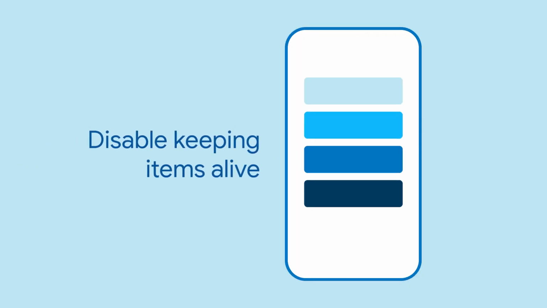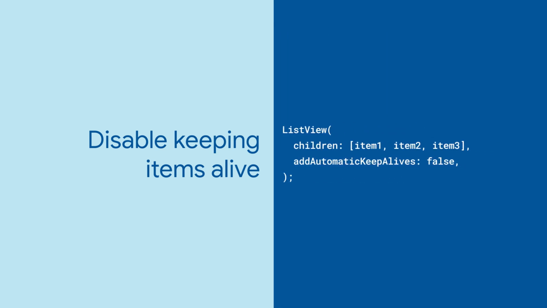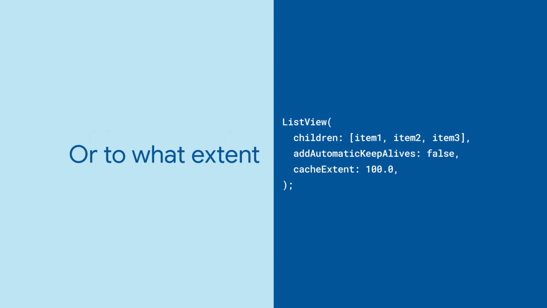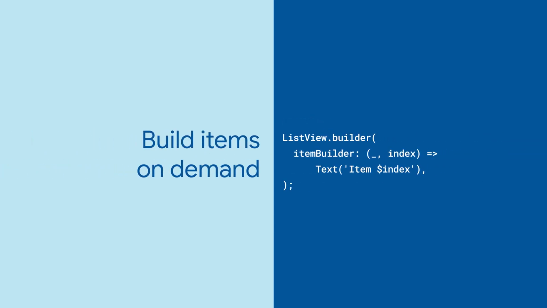Do you want to allow the items to be garbage collected when off-screen? Disable automatic keep alive. Or if you want to have a bit more control over what off-screen means, use cache extent. Have a long list of items that are easily generated or otherwise need to be dynamically created? Use a ListView builder instead.